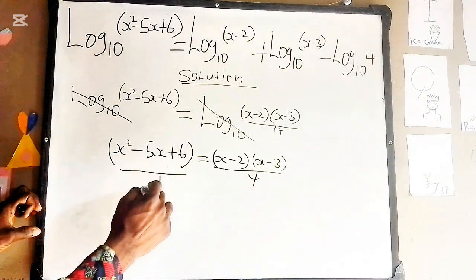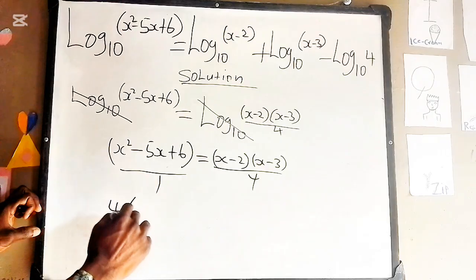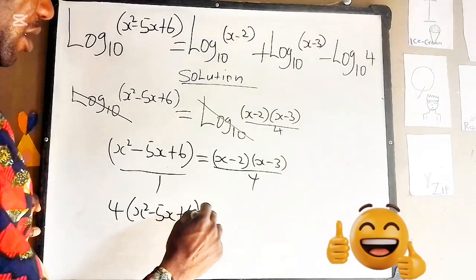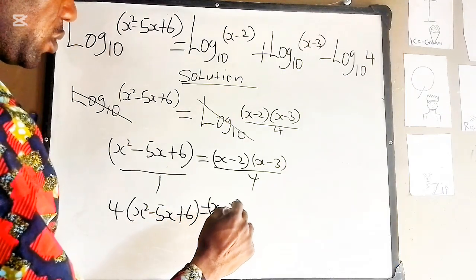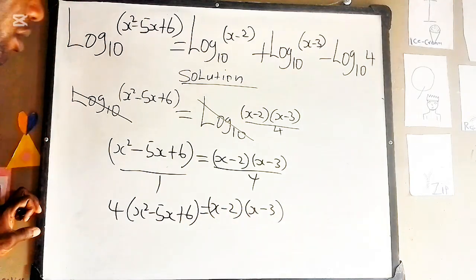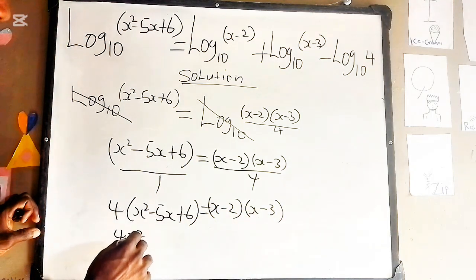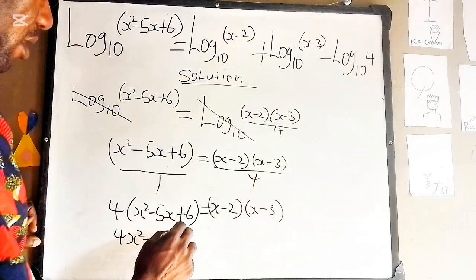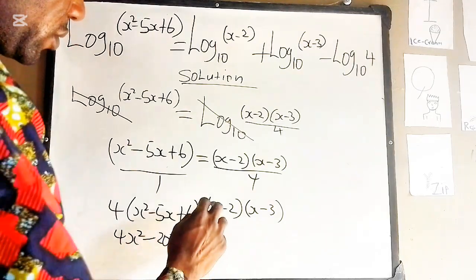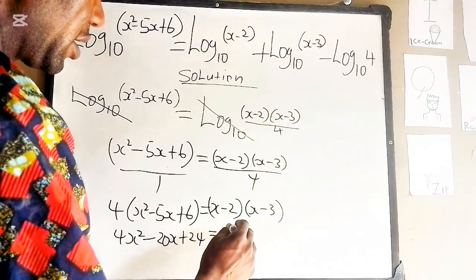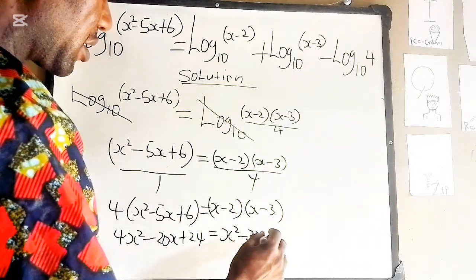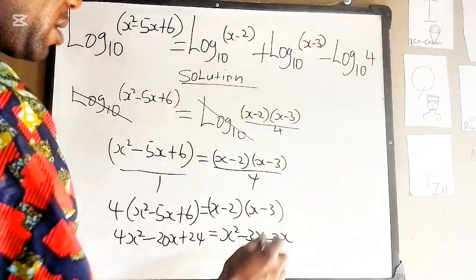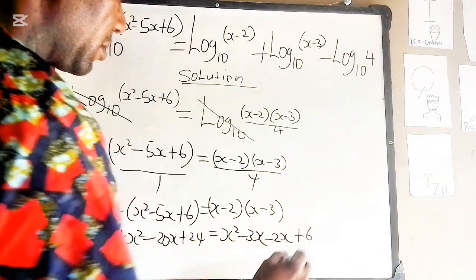Cross multiply this by this, which is 4 into the bracket of x squared minus 5x plus 6, close the bracket, equals to x minus 2 times x minus 3. So 4 times x squared, you have 4x squared. 4 times 5x, you have 20x. 4 times 6, we have 24, equals to x multiplied by x, we have x squared. X times minus 3, you have minus 3x. Minus 2 times x, you have minus 2x. And minus 2 times minus 3, you have plus 6.